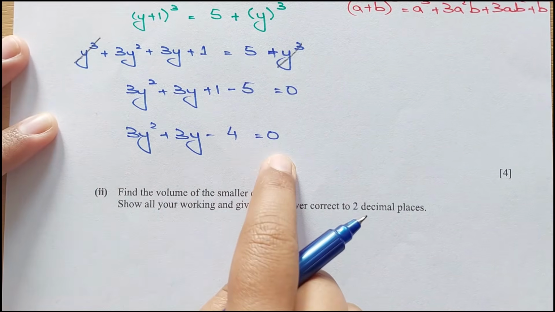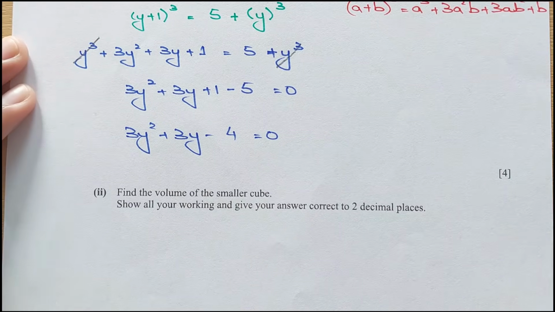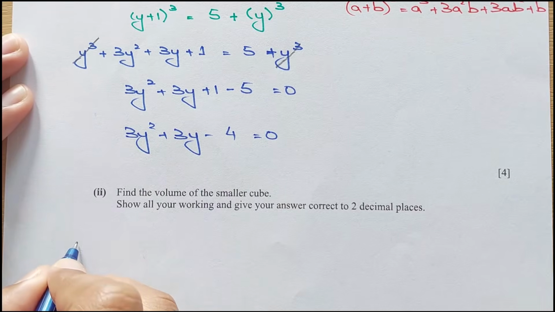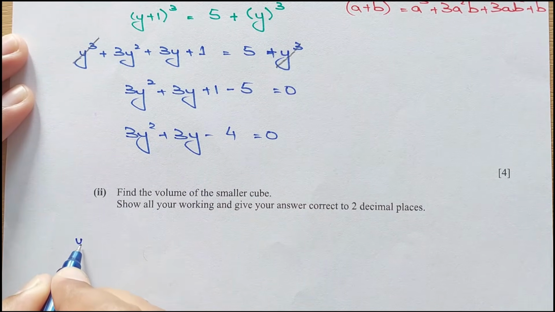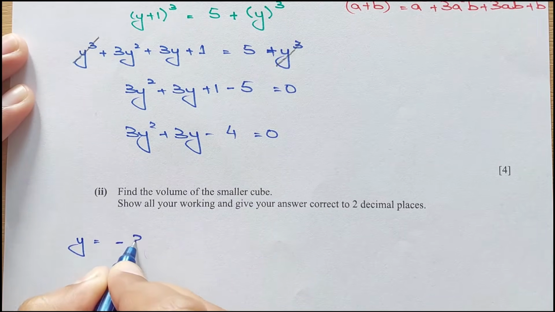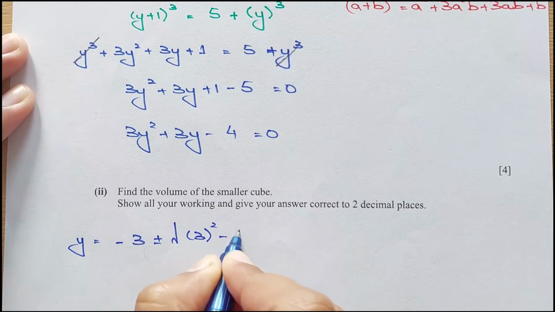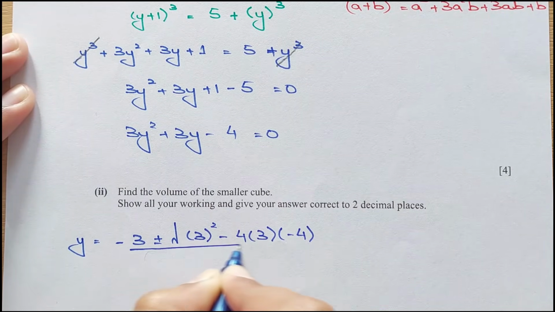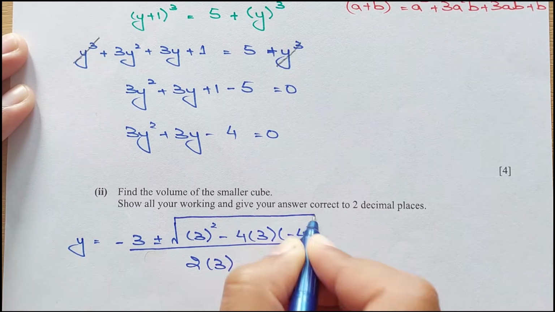Basically, we have to find the value for y here, and y cube is the volume of the smaller cube, right? So let me solve for y. It is a quadratic equation. Let me apply the quadratic formula. a is 3, b is 3, c is minus 4. y equals negative b plus minus square root of b square, 3 square, minus 4 times a, which is 3, times c, minus 4, divided by 2 times a.